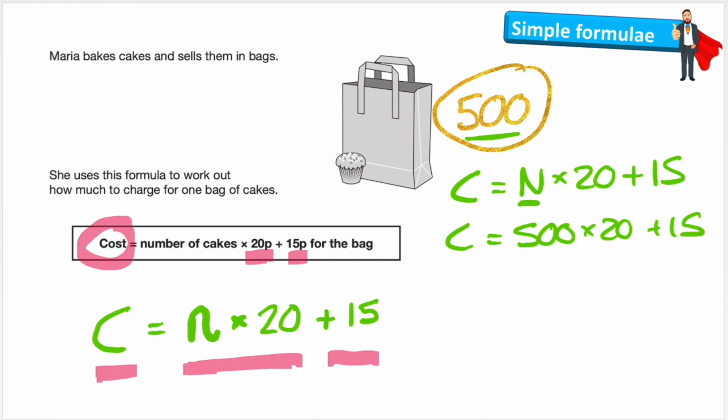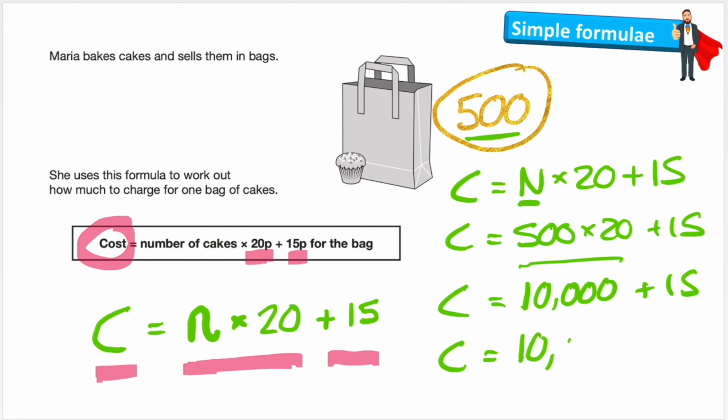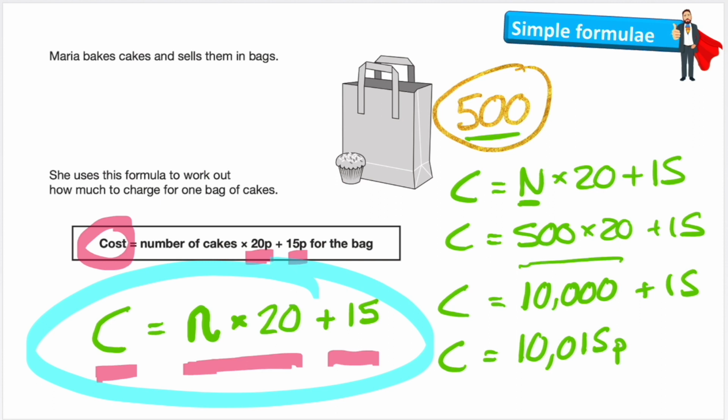Okay, good. Remember BODMAS, we have to do the multiplication first, so I'll be left with C equals 500 times 20. Well, 500 times 10 would be 5,000, so 500 times 20 would be 10,000 plus 15. Left with my addition question, so it's C equals 10,000 and 15 pence. But again, the important thing to understand is that our formula here, the one that we created this time, would work with any amount of cakes bought.